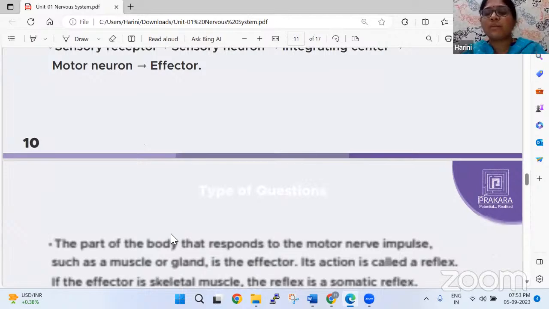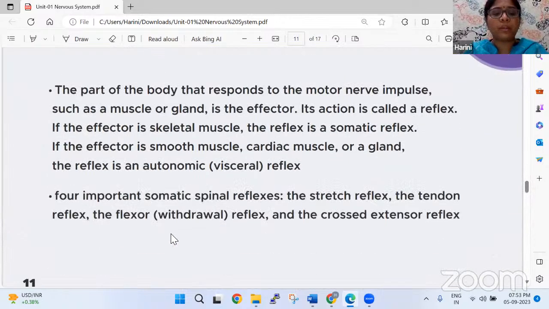We have 4 types of spinal reflexes present in the body: the stretch reflex, tendon reflex, flexor reflex, and the crossed extensor reflex. All the reflex arcs don't have the same action, right? Sometimes you have to push, sometimes you have to come back, sometimes you have to stand still. All these different actions are nothing but the 4 different reflexes we have here.